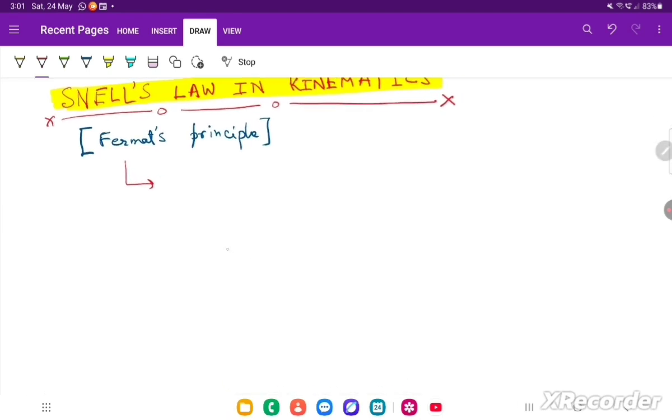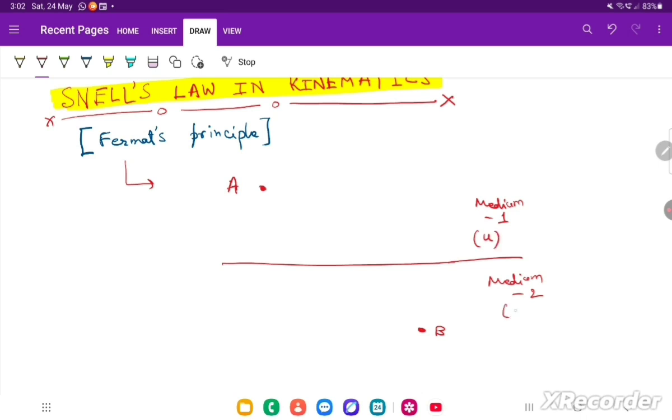So first take a general case here, right? Let's say here is medium 1, and this line is separating both the mediums, and below this line there is medium 2, and a particle starts moving from A and it has to reach B in medium 2. In medium 1 the velocity of the particle is u, and in medium 2 the velocity of the particle is v. So it can take any arbitrary path.